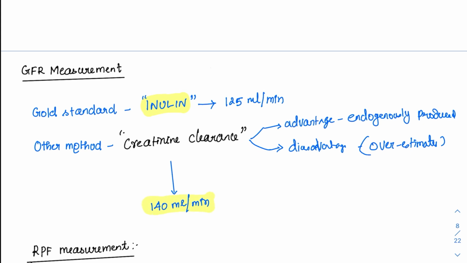That's why inulin is the gold standard, but creatinine clearance is a better method only. Why? Because there is an advantage of endogenous production. So nowadays creatinine clearance is used and they have some corrections for it to bring it to the normal values, like the standard values.